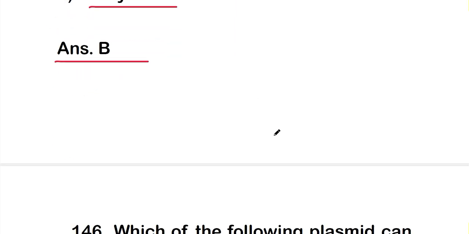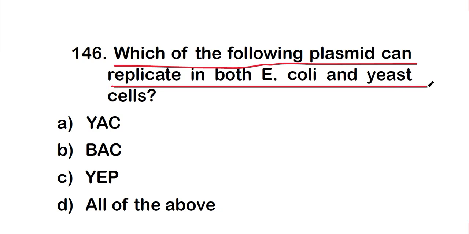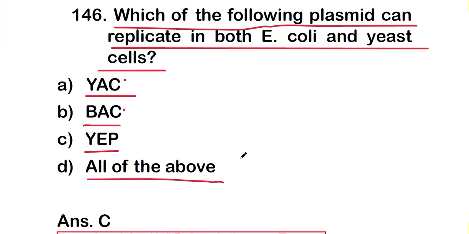Okay, so let's move on to question number 146. Which of the following plasmids can replicate in both E. coli and yeast cells? The options are option A YAC, option B BAC, option C YEP, or option D all of the above. So the right one is option C, that is YEP.